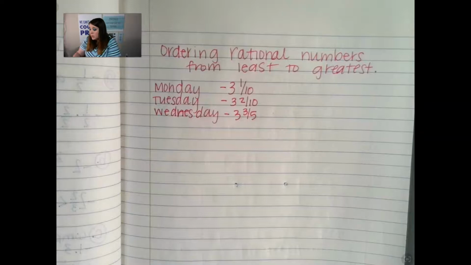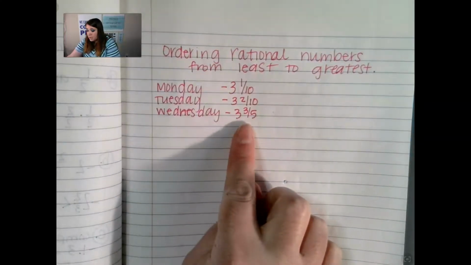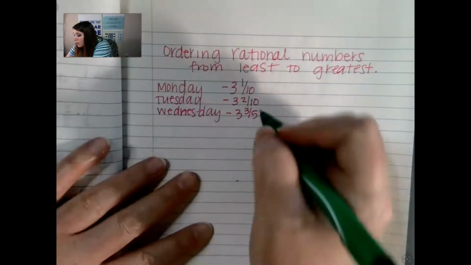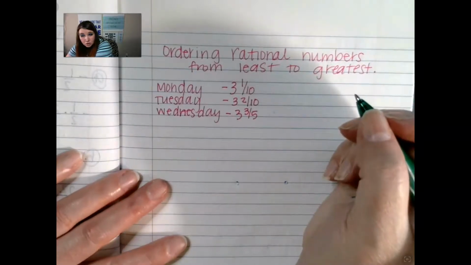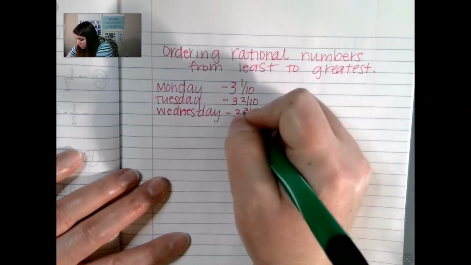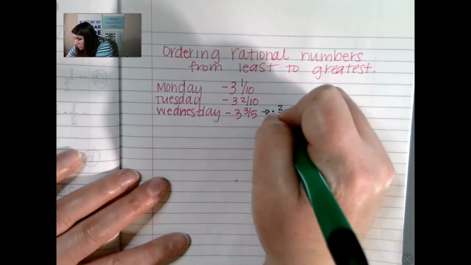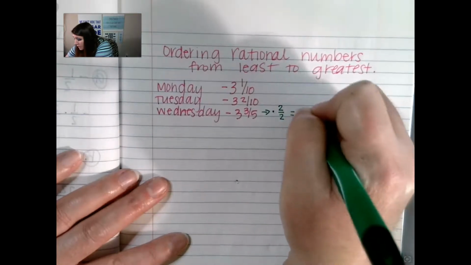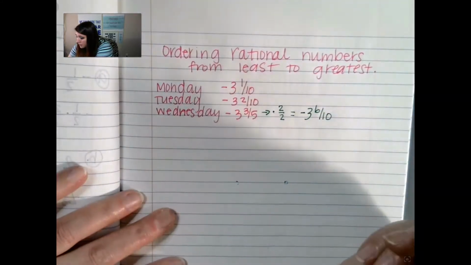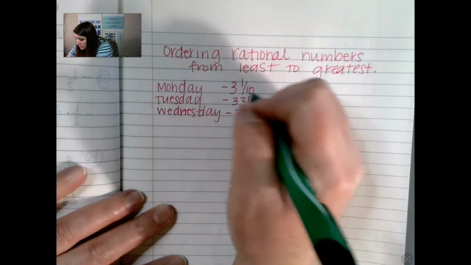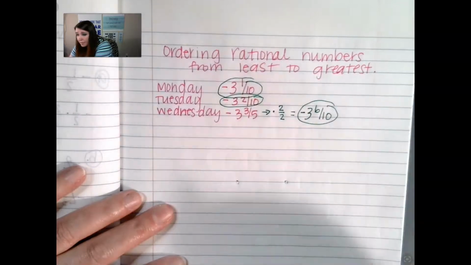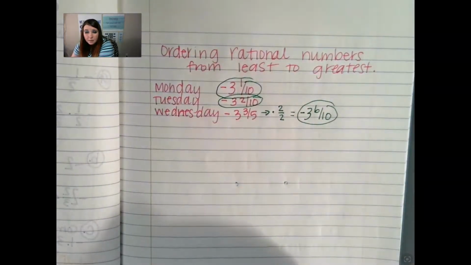First of all, we need to look at this fraction right here. This one is not in tenths, so we need to convert it to tenths. Well, I know that if I multiply 5 by 2, I get tenths. So I need to also multiply 3 by 2. So I'm going to multiply by 2 over 2, and I'm going to get -3 6/10. Okay, now I need to put these in order from least to greatest. So I'm going to graph this, this, and that one, because they're all in tenths.